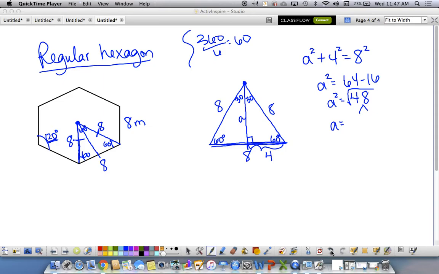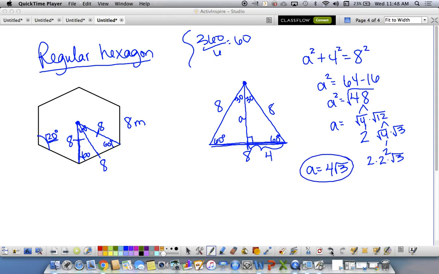Some of you remember this fact from the third quarter, some of you may not, so I'll show you the long way. I would do the square root of 4 times the square root of 12. We know the square root of 4 is 2. The square root of 12 we can break into the square root of 4 times the square root of 3. Again, the square root of 4 is 2. So we'd have 2 times the square root of 3, or 4 root 3 is, I mean, 2 root 3. That is my height, or my apothem.